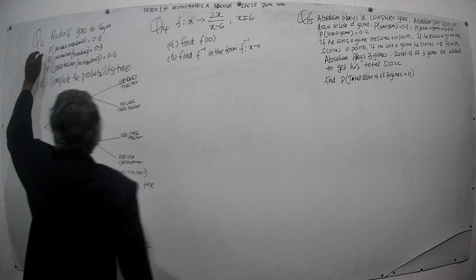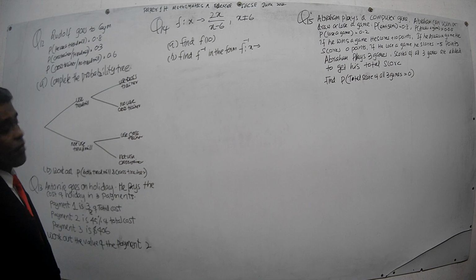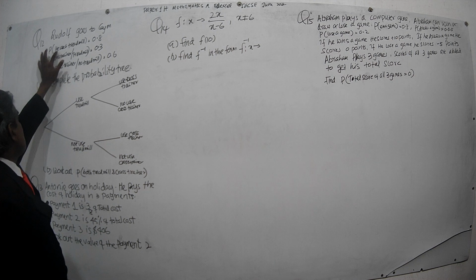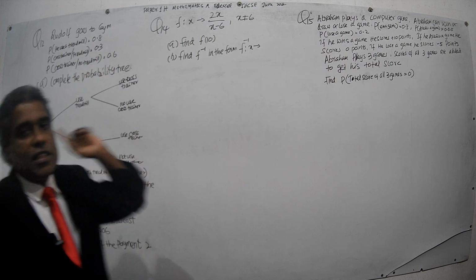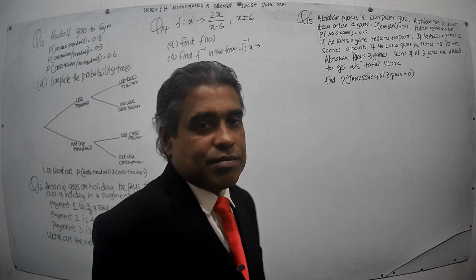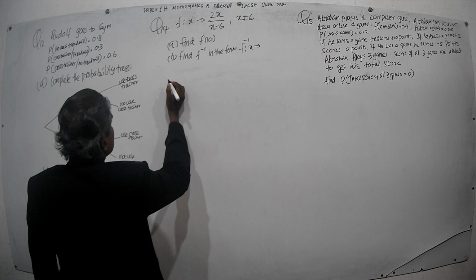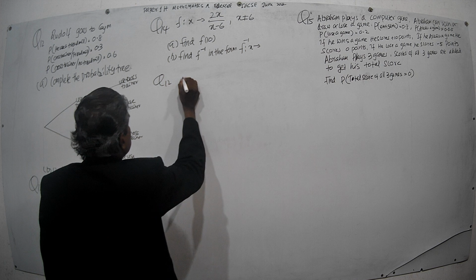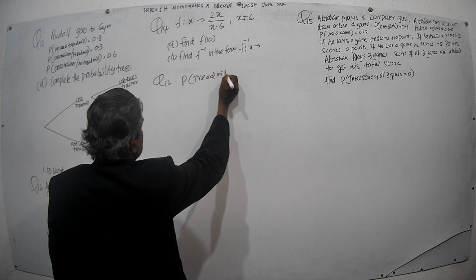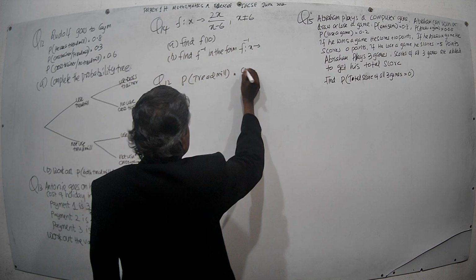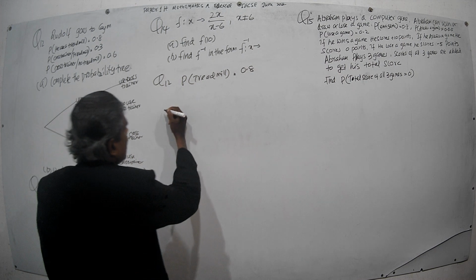Here P means probability. The probability that he uses a treadmill, written as P(treadmill), is 0.8. I will write that in short here, Q12: P(treadmill) equals 0.8.